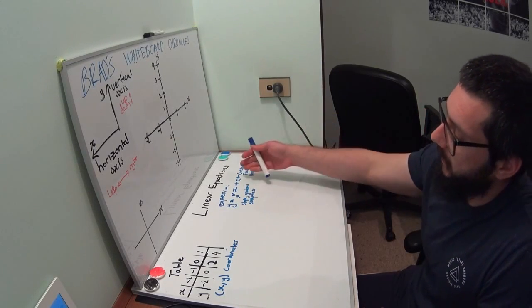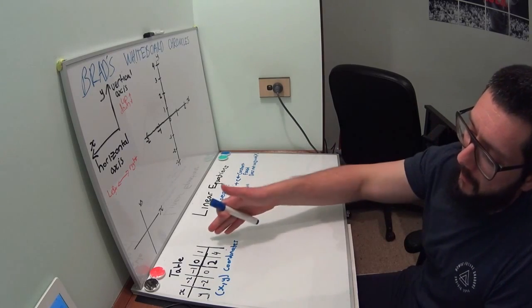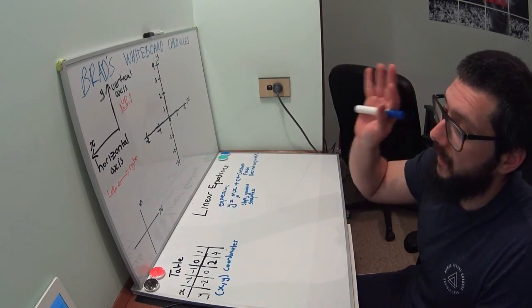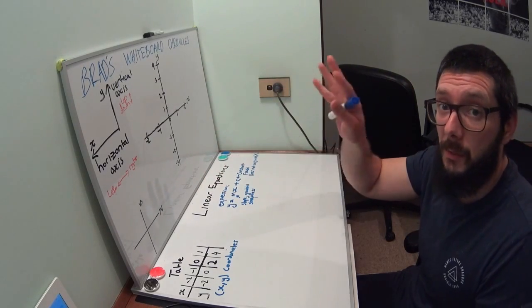Today we're going to be discussing linear equations. We're going to be looking at data in a table. We're going to be plotting that on a graph. We're going to be understanding slope, positive slope, negative slope.